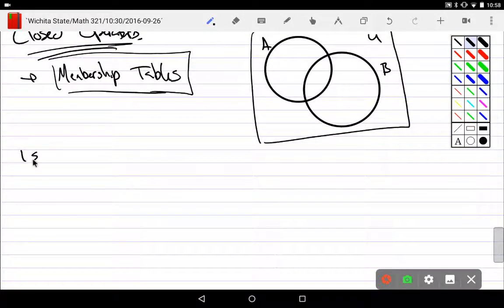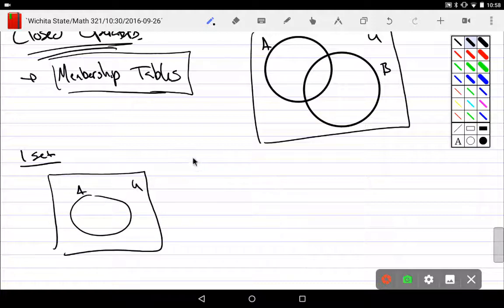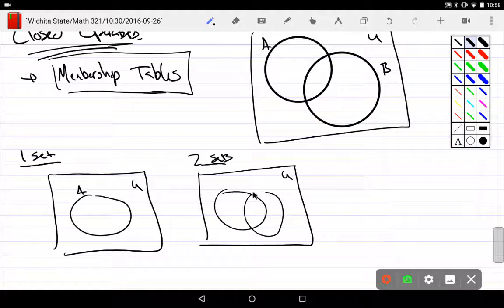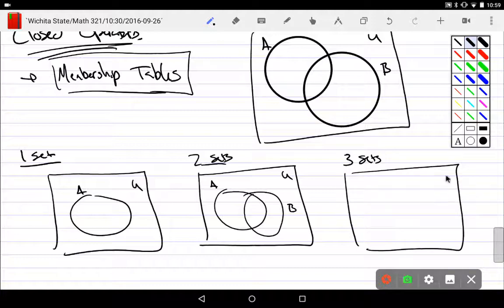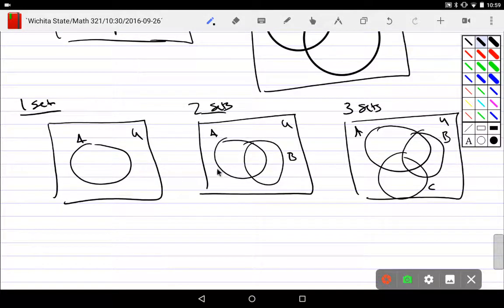If I would have simply one set, I would have my universe and I would have A. If I would have two sets, I would have my universe and my A and my B. If I would have three sets, I would have my universe, A, B, and C. This sort of Venn diagram gets crazy complicated when you have four sets, five sets, six sets. Because the Venn diagram itself represents all possible things that could happen if I'm looking at sets. So it's not that bad here.